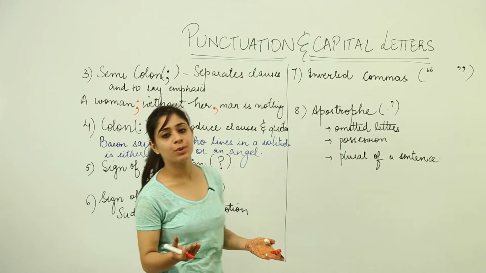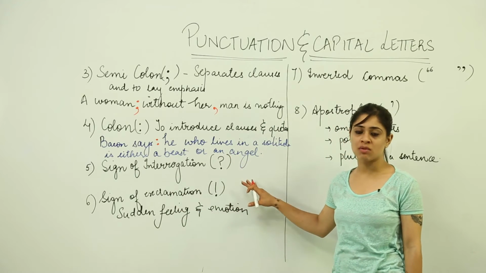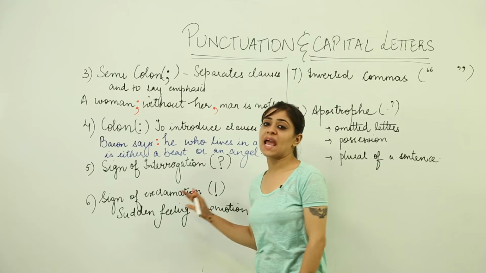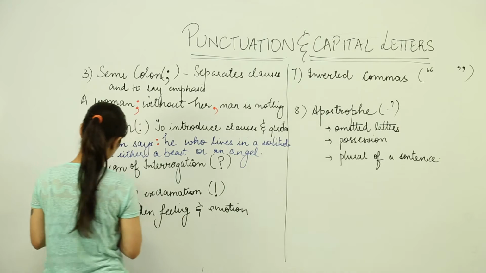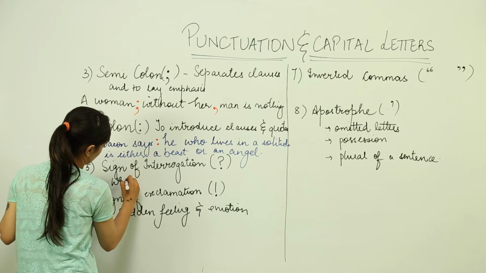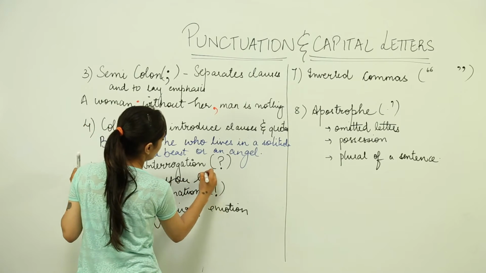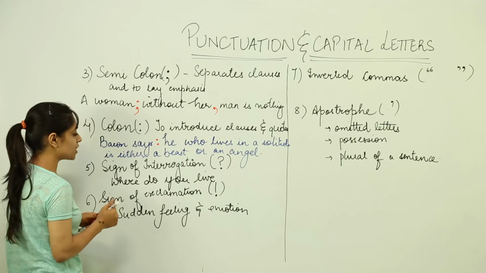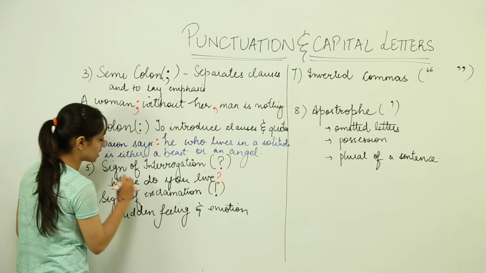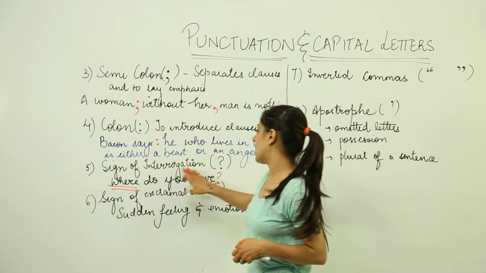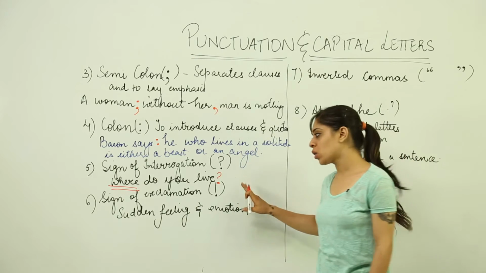Sign of interrogation. I think everybody has been doing this and learning this, that sign of interrogation, also known as question mark, is generally used at the end of a sentence where a question is asked. For example, where do you live? So in this kind of a question, we put a question mark. Why? Because we are asking a question. So the sign of interrogation is used at the end of a sentence implying a question.